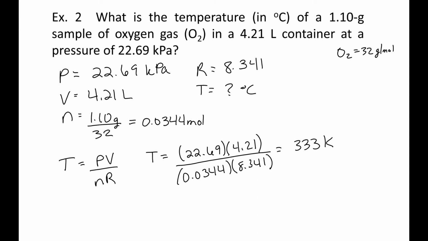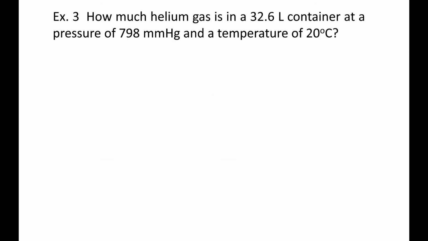Now this is Kelvin, but it's asking for it in Celsius. So I've got to subtract 273. Now, you don't have to report your temperature in Celsius unless the problem asks. If it just says what is the temperature of, and it doesn't tell you to put it in Celsius, you do not have to. You can, but you do not have to. You can leave it in Kelvin, which is actually much easier. Okay, let's try our third example.